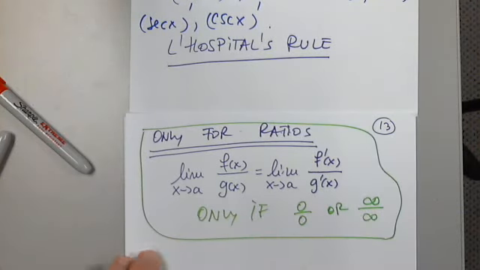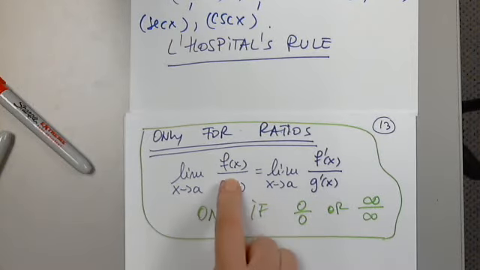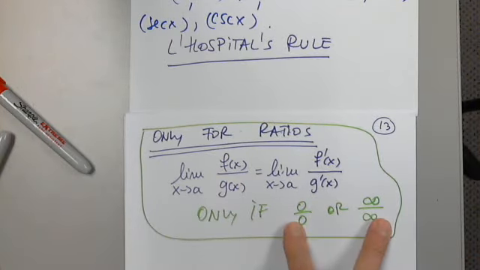So two very important conditions. We cannot use L'Hopital's rule in any case but in a ratio, and not in any cases other than 0 over 0 or infinity over infinity. It cannot be applied if there is no ratio or these two cases, one or the other.